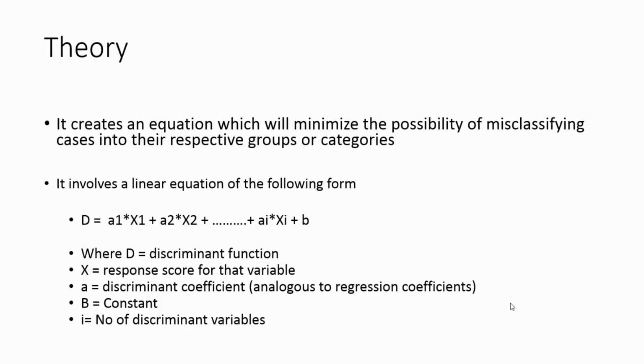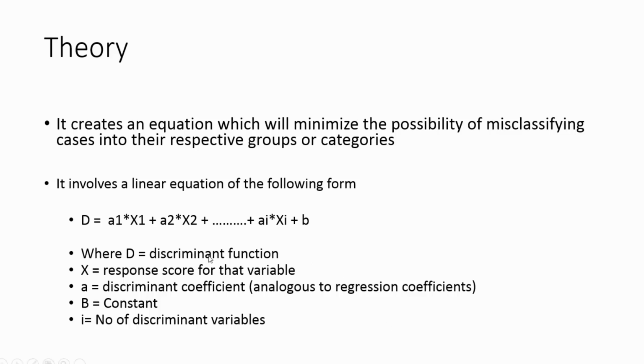What is the computational method? The computational method is like this. We create an equation which minimizes the possibility of misclassification cases into respective groups. Okay, so iteratively we minimize the misclassification, and we choose the best set of variables, the best set of combination weightage, or the weights, in order to ensure that the misclassification is minimized.